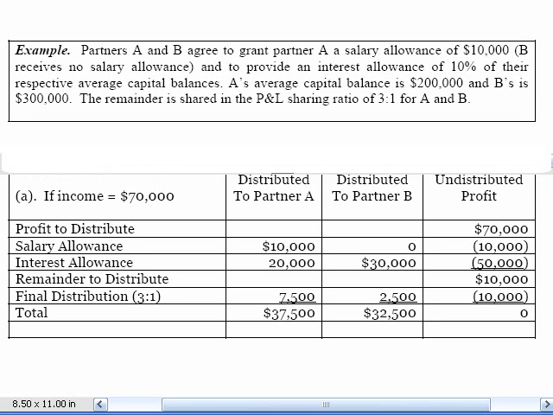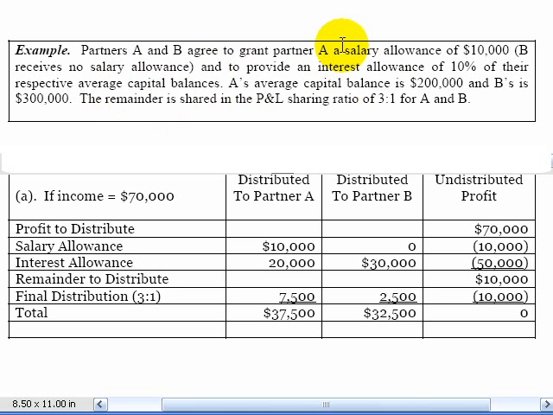In our example here from the module, we have two partners, A and B, and the partners have agreed in their partnership agreement to divide profits and losses as follows. Partner A is to receive a salary allowance of $10,000, but B receives no salary allowance. The partners then receive an interest allowance equal to 10% of their average capital balances.